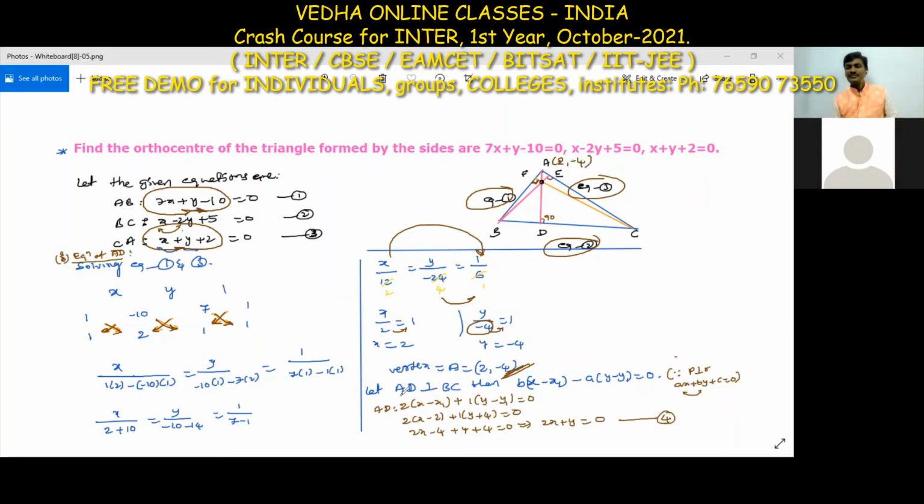After that, I am taking AD as the perpendicular altitude to BC. Let me consider AD perpendicular to BC, then we have the perpendicular line equation formula. We can use another concept also; 2-3 concepts are there for solving this. For the perpendicular line, I am using this formula here.